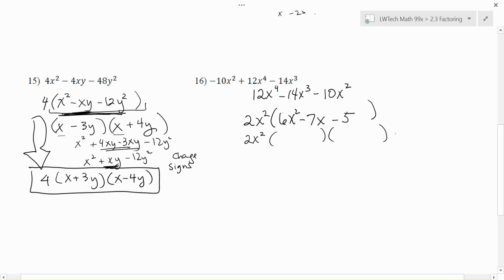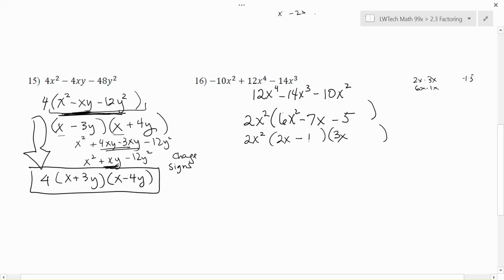Just make sure that you pay attention and try all of your possible combinations as we go. To start with, to get 6x squared, we can try 2x times 3x. Keep in mind that we could also try 6x times 1x. Not sure which one it's going to be. You just kind of have to pick one and try. Then we need to think of things that multiply to get negative 5. So we'll have a negative 1 and 5. And that's the only way to get 5 from whole numbers, so that'll be good.